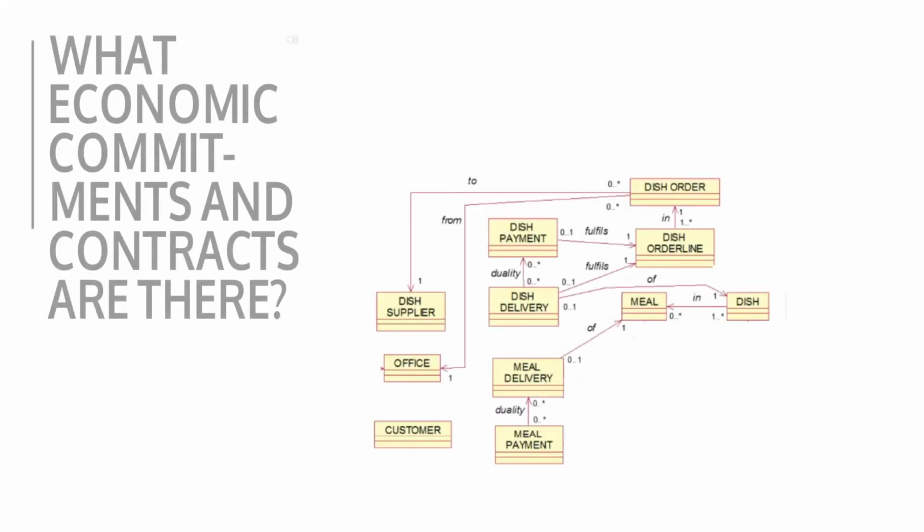The offices need to order dishes from the dish suppliers, so we introduce dish order, which is a contract. A dish order may specify several different dishes, so we need dish order lines, which are commitments. More exactly, they are in fact pairs of commitments. Note how the economic events dish payment and dish delivery fulfill the dish order lines.